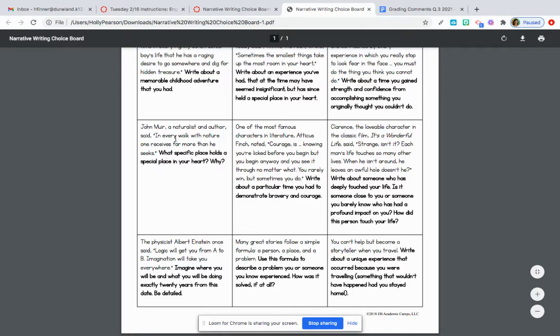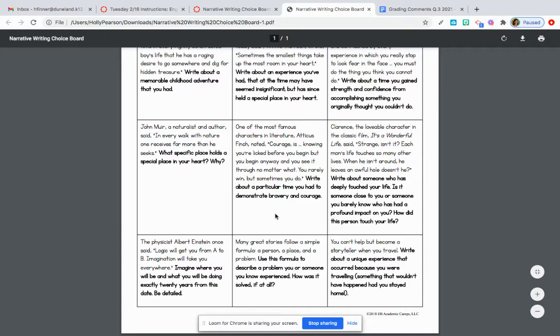Next, John Muir, a naturalist and author, said, in every walk with nature, one receives far more than he seeks. What specific place holds a special place in your heart and why? Again, you're going to tell me a story about something that happened in that place.